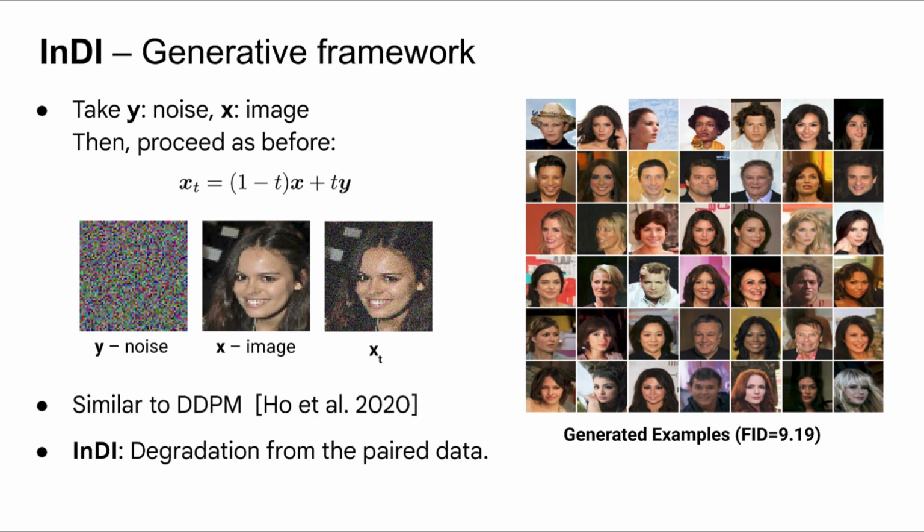If we look carefully, the InDI framework, when applied to this particular case, becomes very similar to a denoising diffusion model. The main difference is that here we are not using any analytical degradation. The degradation is implicitly encoded in Y and X.